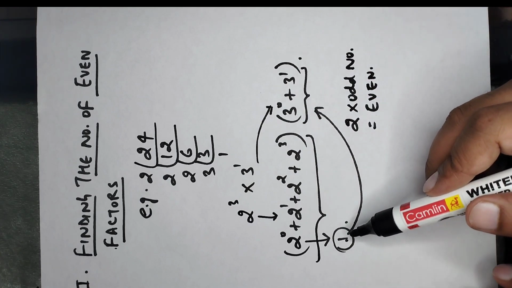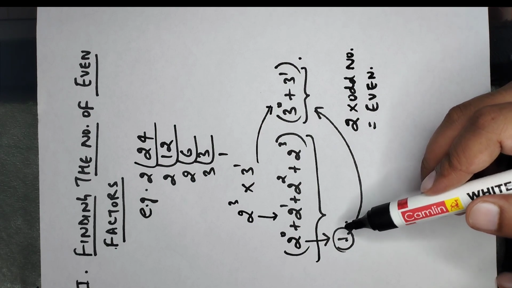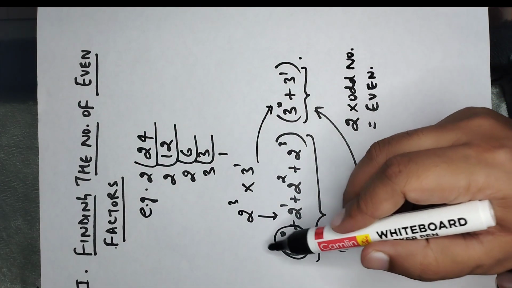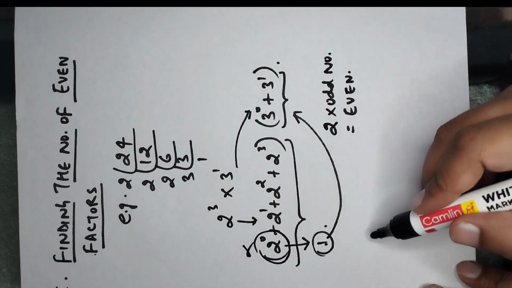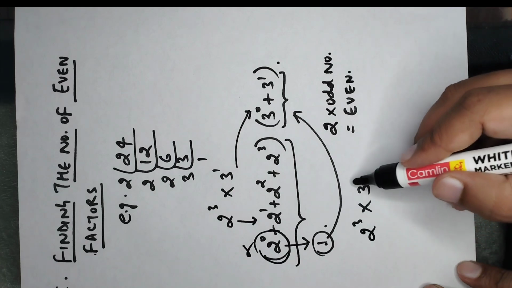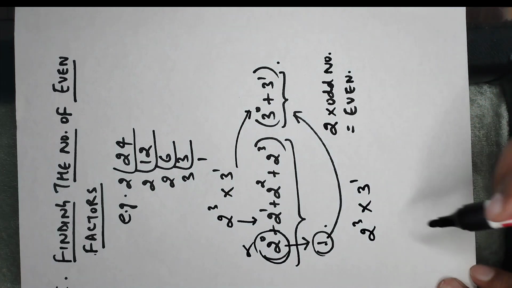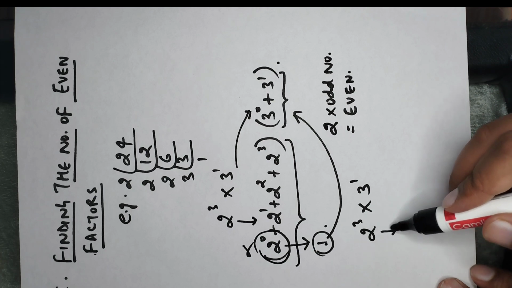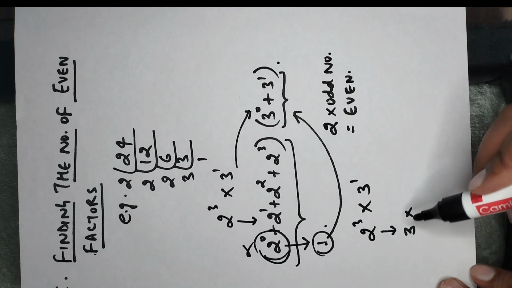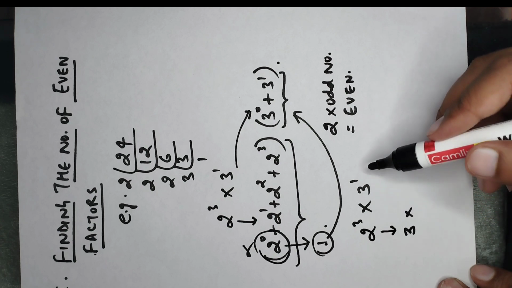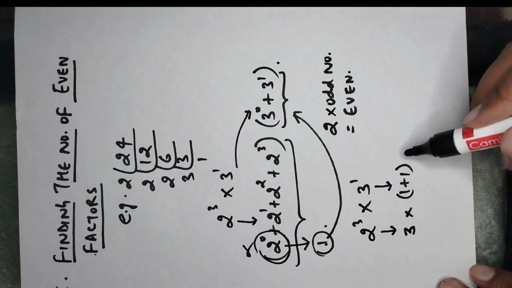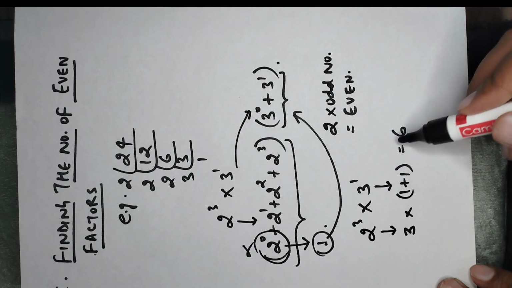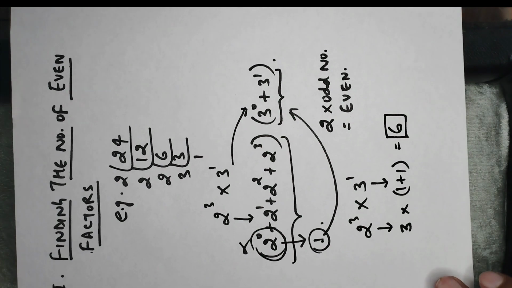So what we have to do, whenever we have to find the number of even factors, we just simply have to eliminate this 2 raised to the power 0. What does this mean? Again, the question is 2 raised to the power 3 into 3 raised to the power 1. Whatever power of 2 we have, we just have to write it as it is, and then we have to add 1 to the other powers. Like this is 1, I can write this one as 1 plus 1. So this is equal to 3 multiplied by 2, that is 6. So I can say that there are 6 even factors of 24.